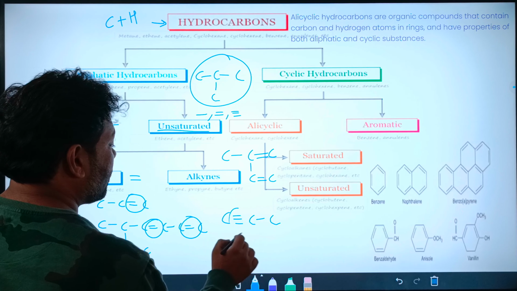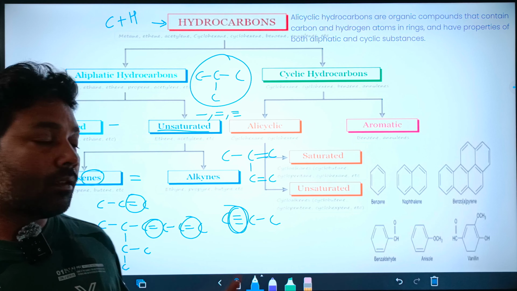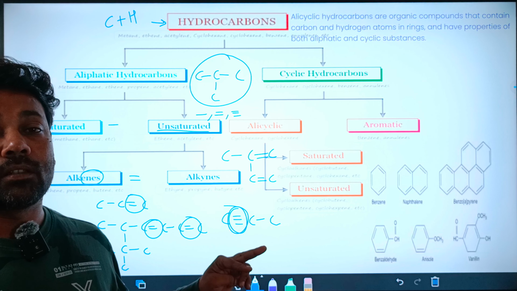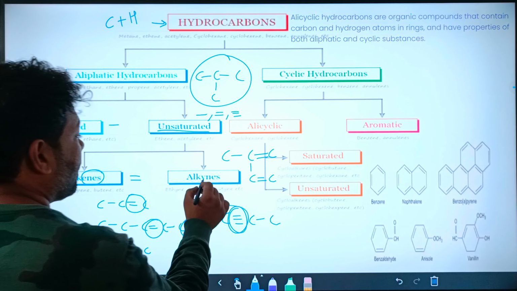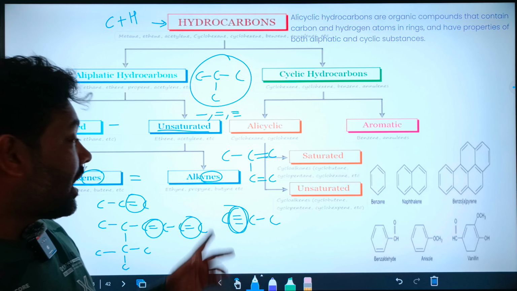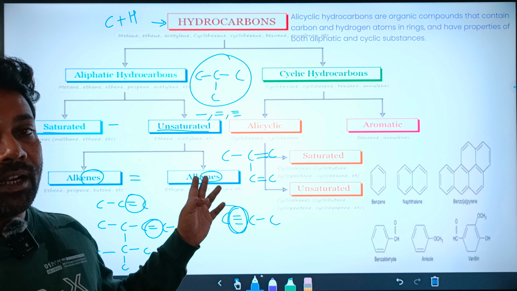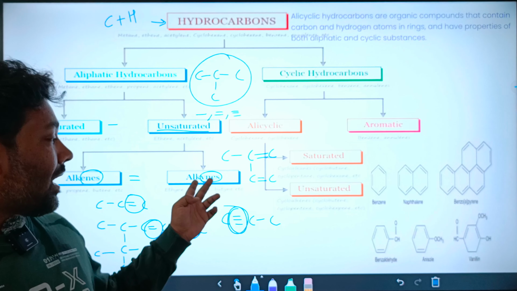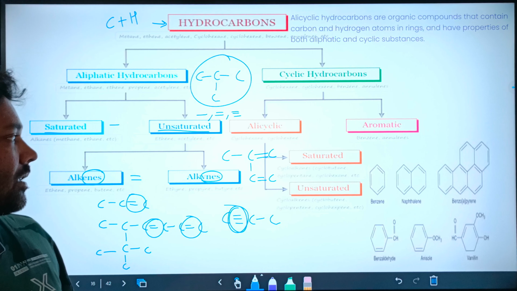If there is one or more triple bonds, remember the hydrocarbon or organic molecule is called an alkyne. Remember the word alkyne or the suffix yne, the last words, they hold importance. So alkynes are compounds with one or more triple bonds.